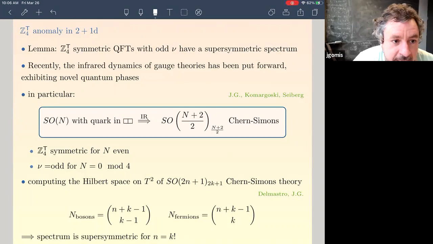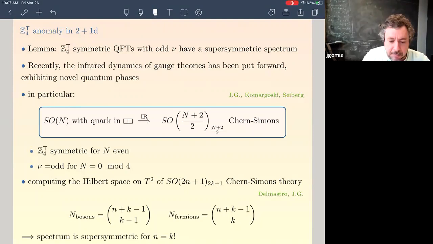Okay? Now, of course, you would say, okay, this is very nice to say, but how are you ever going to check this? You need to solve for the dynamics of a 2+1 dimensional gauge theory, which is not a really easy thing to do. But in recent years, the infrared dynamics of gauge theories in 2+1 dimensions has been put forward conjecturally, and they exhibit interesting novel quantum phases, namely phases with emergent gauge fields and emergent anyons.